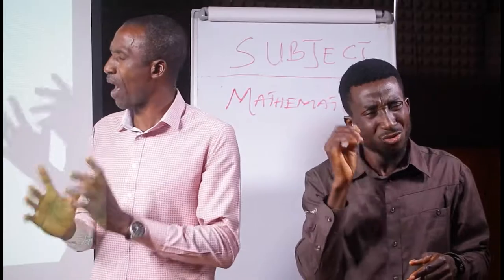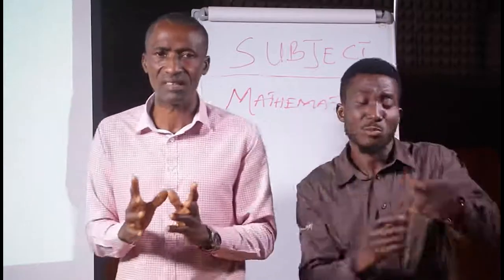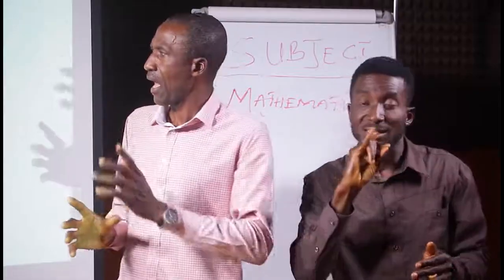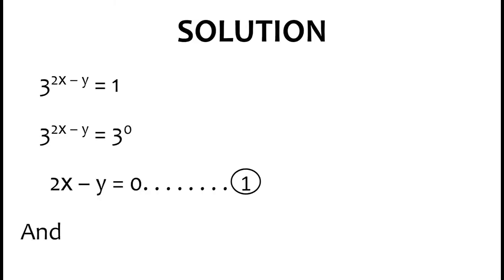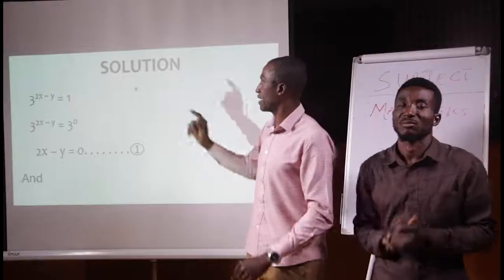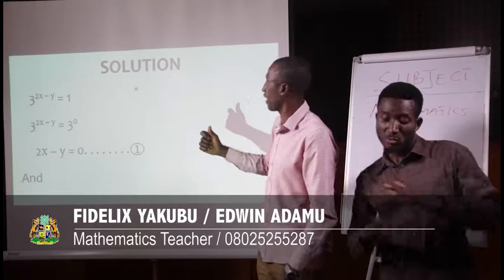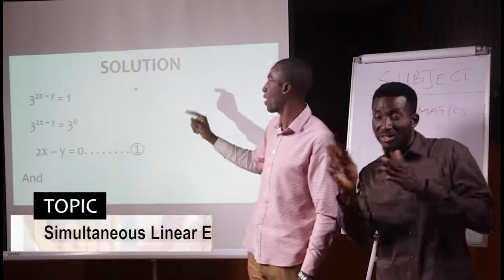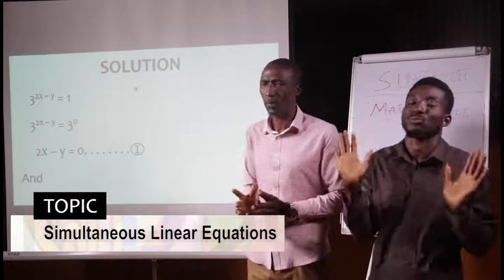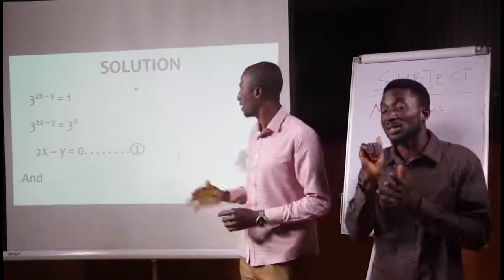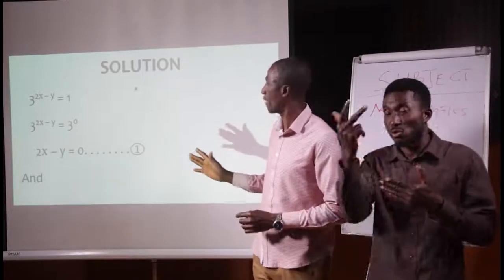Recall, one of the fundamental laws of indices is x to the power of 0 is 1, or y to the power of 0 is also 1. That is why the number 1 on the right, using the base 3, can be written as 3 to the power of 0. That is to say, by simplification, 3 to the power of 0 equals 1.